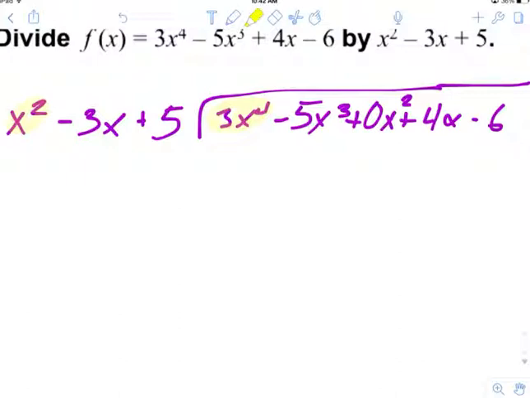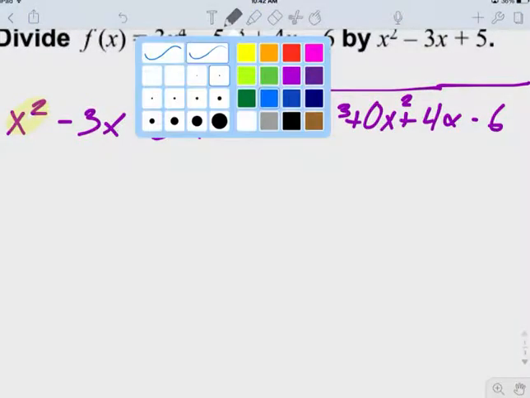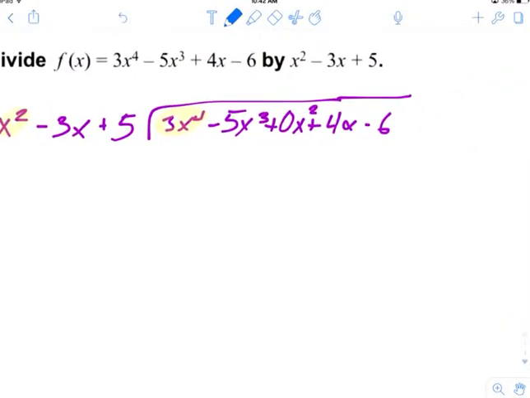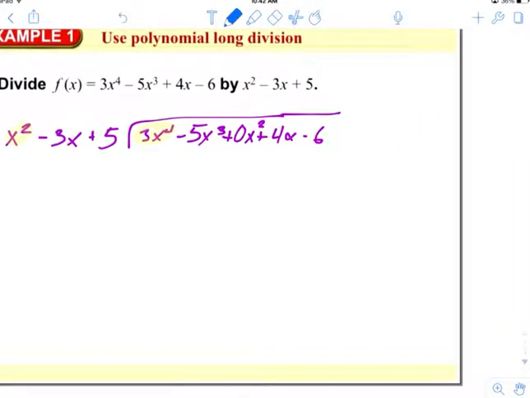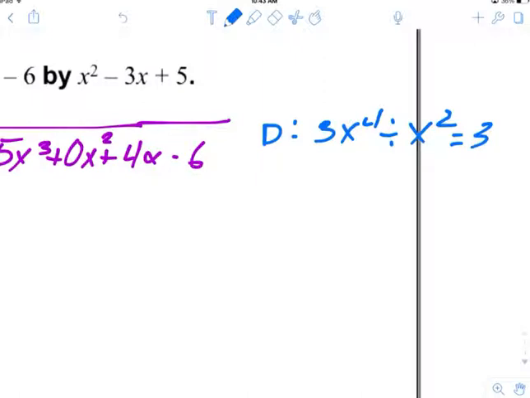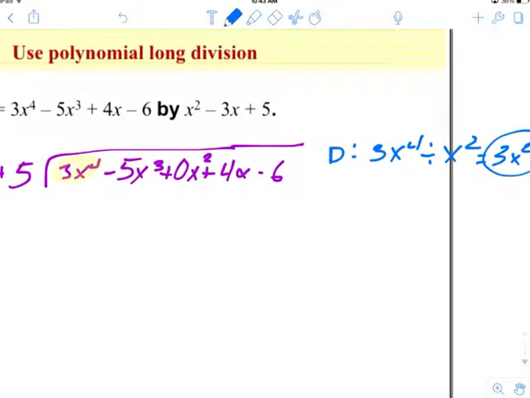So I like to chunk my work out into 3 steps, which is my DMS cycle. So the first thing I'm going to do is my D for divide, 3x to the fourth divided by x squared, and that is going to be equal to 3x squared. So that quotient goes on the top of my division problem as one component of the solution. That's the first term of my solution.